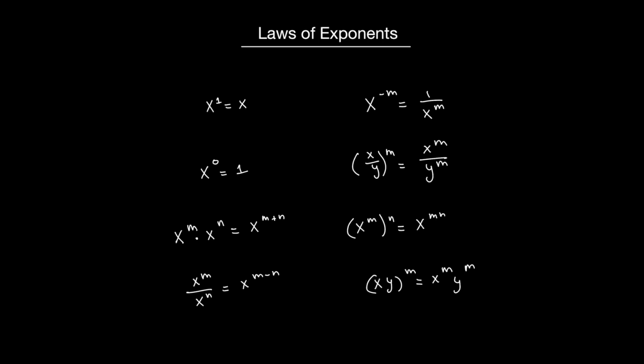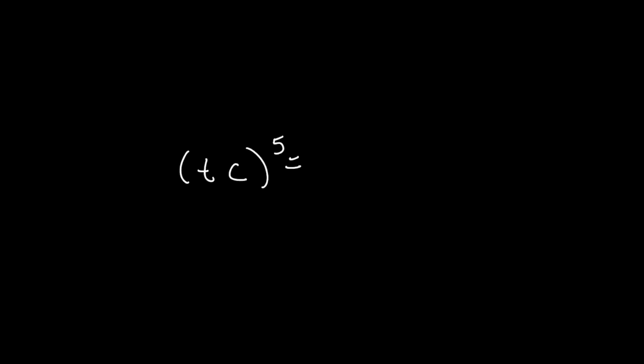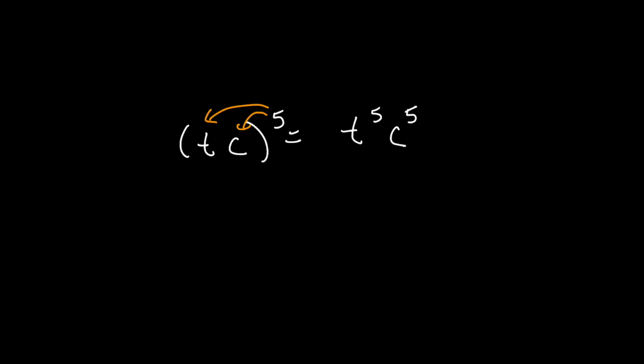Let's take a look at the last law of exponents, x times y to the power of m. This means that we can distribute the m to different bases. Let's say we have a base of t and c to the power of 5. When we distribute the 5, we will get t to the power of 5 times c to the power of 5.